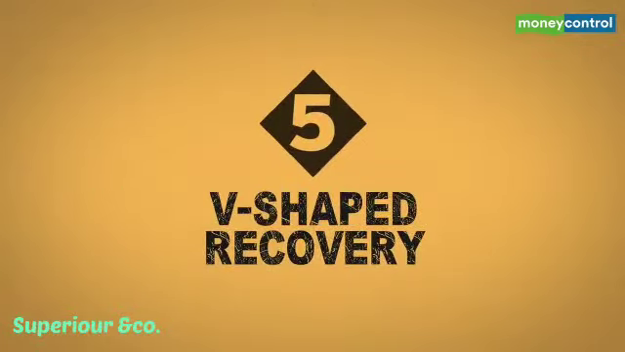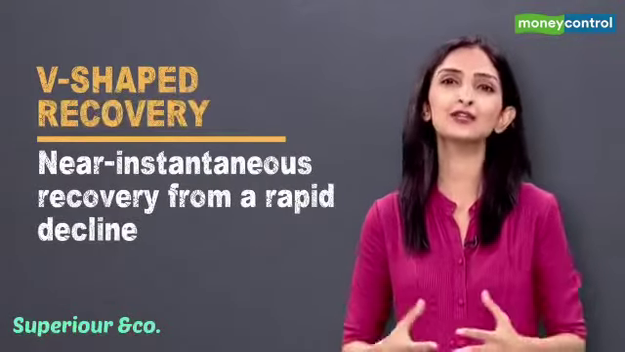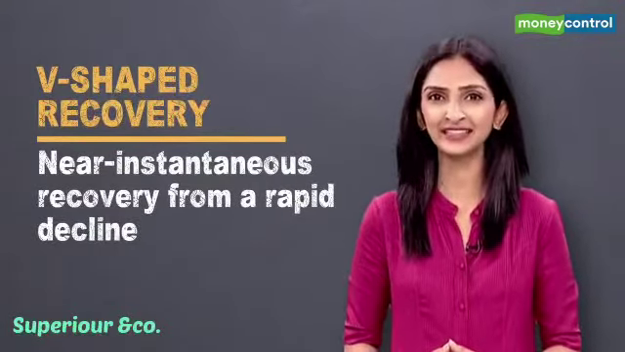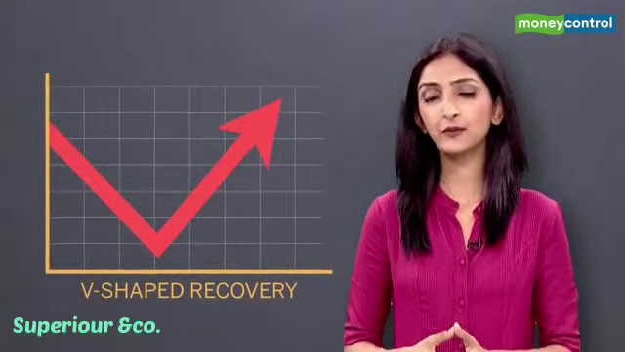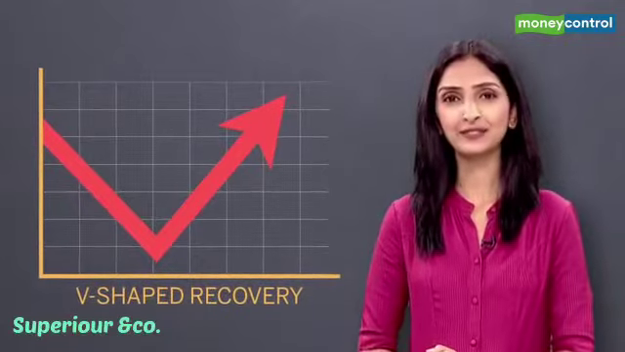And then there's the V-shaped recovery, and as the name suggests, it represents a near instantaneous recovery from a rapid decline. It was thought India's recovery from the pandemic would be V-shaped, but instead it has been K-shaped.